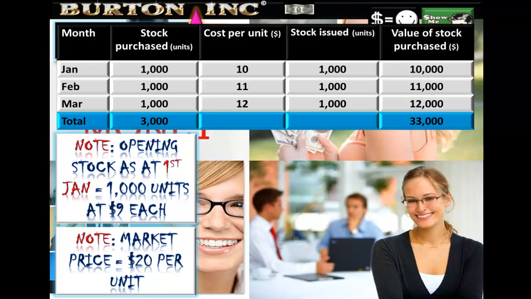We've been given some additional information. Our opening stock is at the 1st of January. So this is before we buy in our January stock. We already have 1,000 units and we'd previously bought these in at $9 each. And another note down the bottom here, the market price, we're selling our units at $20 each.